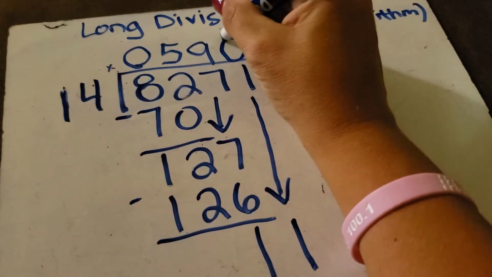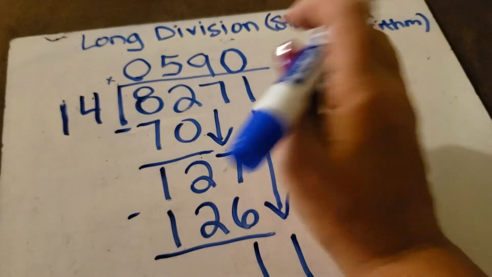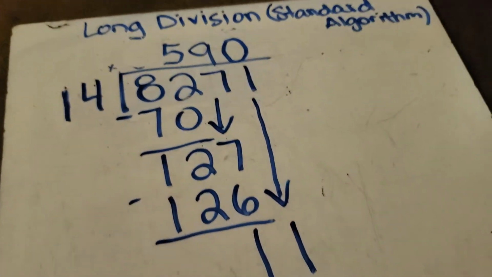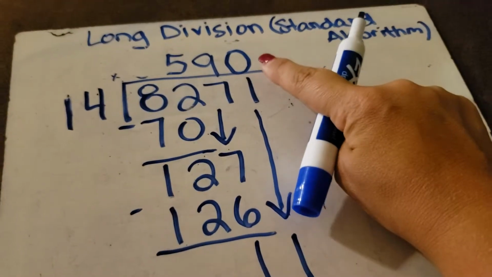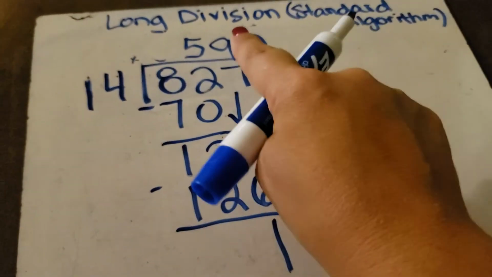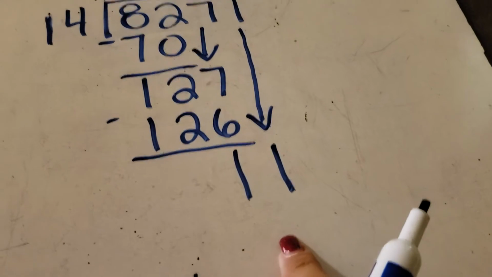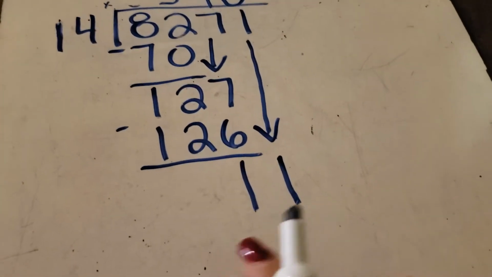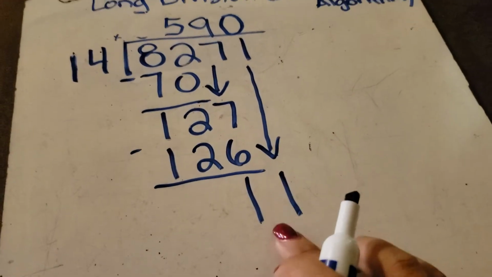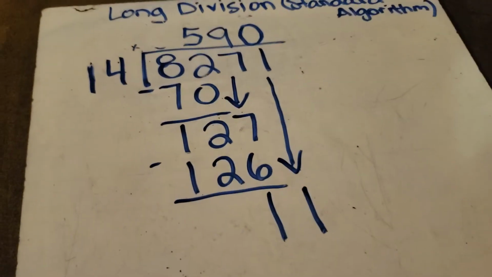That 0 is important because it is the difference between 59 and 590. So while this 0 was not necessary, this one is. Okay? So when I do that, I would go through and I would say 0 times 14 is 0. But when we have a 0, we know that if we subtract 0, we're going to get the same number. So I don't have them go and do that step unless they need it.